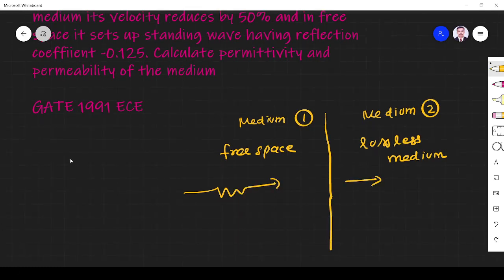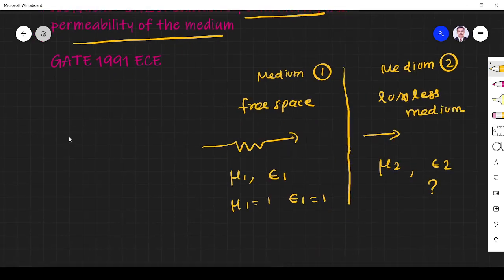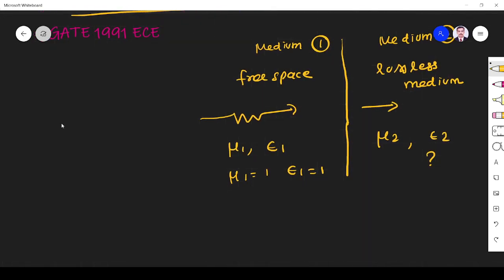So what is the permittivity and permeability here? Permeability is mu1, and let us assume permittivity is epsilon 1. Here it is mu2 and epsilon 2. These two only we have to find. We have to calculate permittivity and permeability of the medium. Since it is free space, mu1 is equal to 1, epsilon 1 is equal to 1. So what have they given? The wave sets up a standing wave with the reflection coefficient minus 0.125.